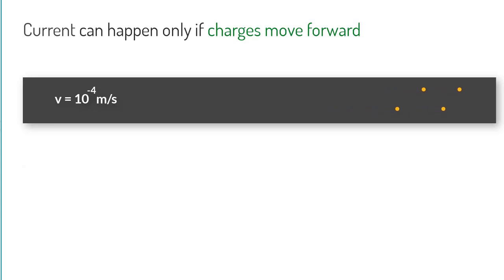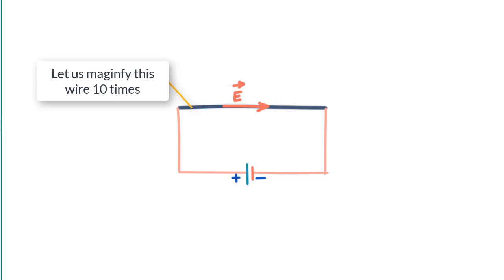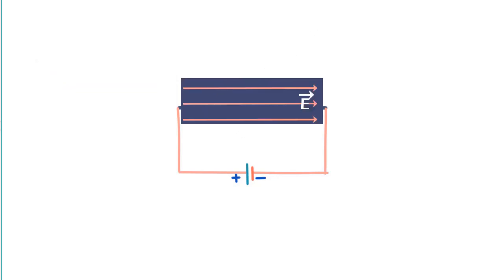To do so, let us apply a potential difference between the ends of this wire and produce an electric field. Then what will happen is that any charged particle inside this wire will experience a force due to the field, which will make the negatively charged particles move opposite the direction of the field and the positively charged particles in the direction of the field.